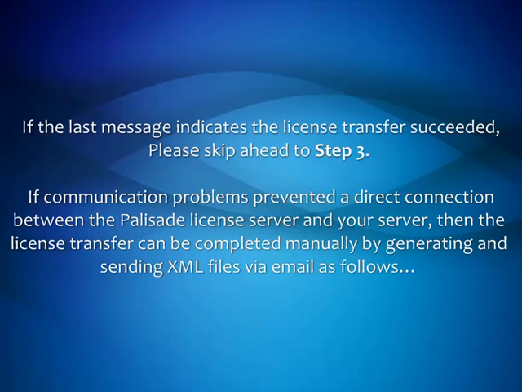If the last message indicates the license transfer succeeded, please skip ahead to step 3 by clicking on the option on the left. If communication problems prevented a direct connection between the Palisade license server and your server, then the license transfer can be completed manually by generating and sending XML files via email as follows.